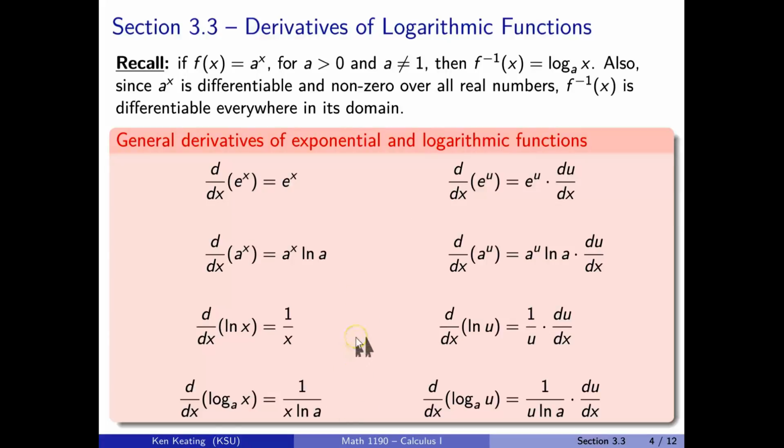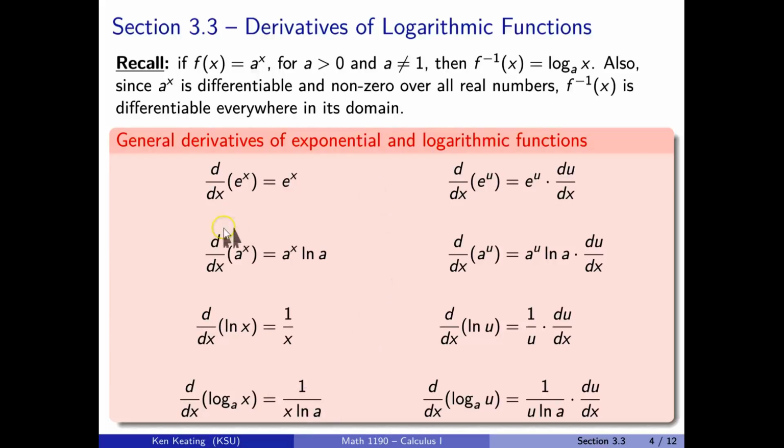So only two new rules in this section. The derivative of ln x is 1 over x, and I'll prove that on the next page. And the derivative of log base a of x is 1 over x ln a. Now, of course, they have chain rule counterparts, just like our exponential and all of our other rules had chain rule counterparts.